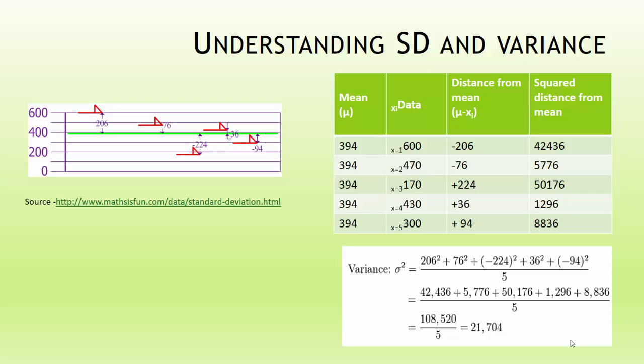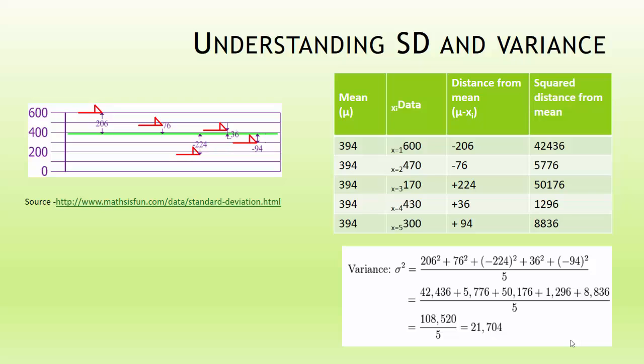Now on the right-hand side of this slide, you will see a table which gives you the mean and the data from the 5 dogs, that is our population of 5 dogs. We have calculated the distance from the mean by subtracting the height obtained from each dog from the mean. So we have some negative results and some positive results. When we subtract 600 from 394, we get minus 206.